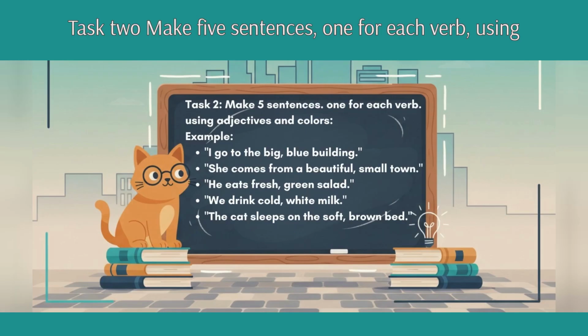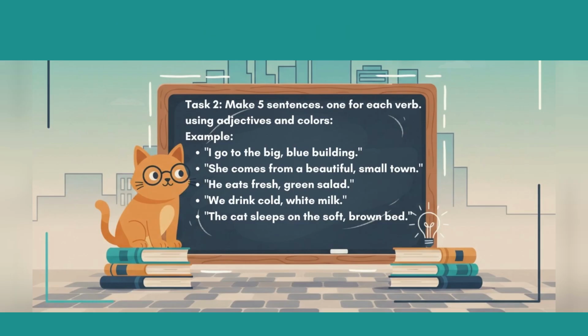Task 2. Make 5 sentences, 1 for each verb, using adjectives and colors. Example, I go to the big, blue building. She comes from a beautiful, small town. He eats fresh, green salad. We drink cold, white milk. The cat sleeps on the soft, brown bed.